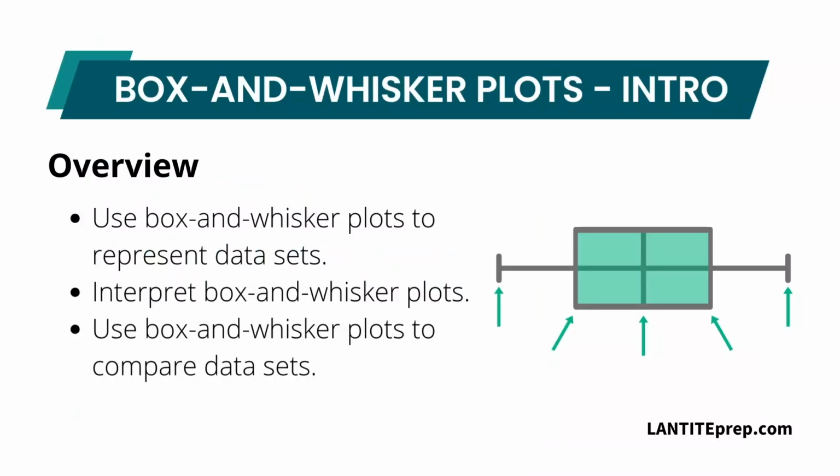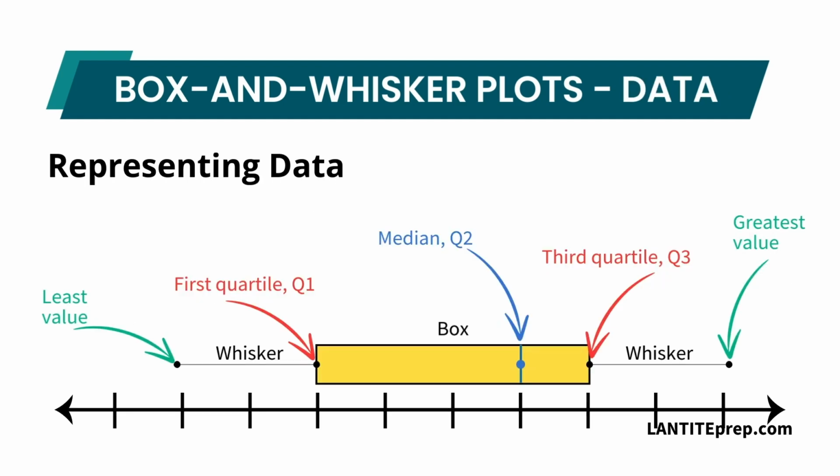In this lesson, you will learn how to use box and whisker plots to represent datasets, interpret box and whisker plots, and use box and whisker plots to compare data sets. As a refresher, remember that a box and whisker plot represents the spread of a data set on a number line by displaying the smallest value, the largest value, and the quartiles, including the first quartile or Q1, second quartile, which we actually call the median, or Q2, and the third quartile, or Q3. Now, if this looks confusing at the moment, don't worry, it'll all make more sense in a moment.